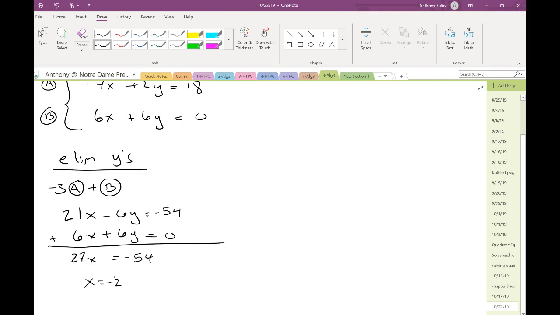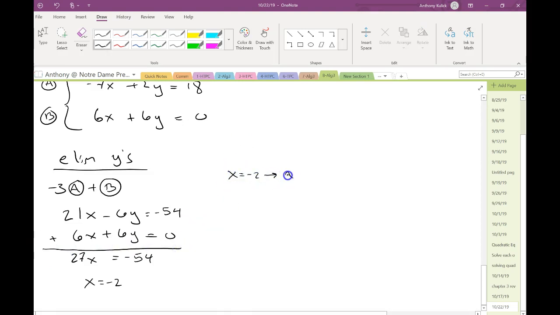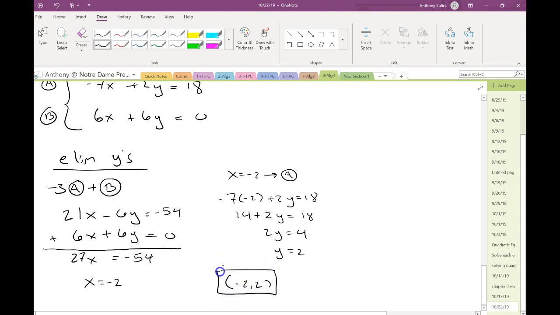How am I going to get y? I'm just going to plug that answer back into one of my starting equations. Let's just plug it into equation A. So if I subtract 14 and then divide by 2, I get the answer negative 2, 2.